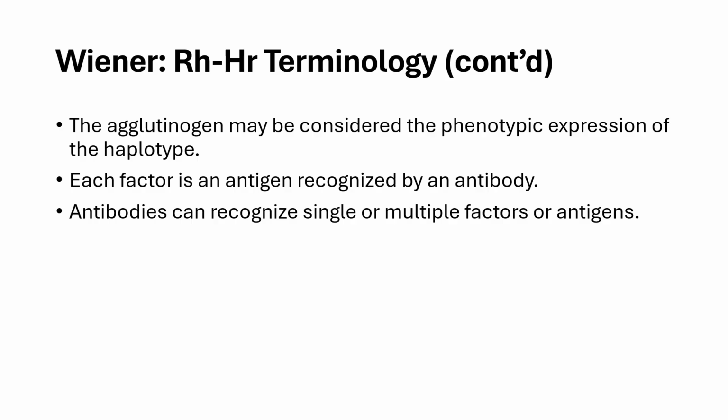For the antigenic composition, each factor within the agglutinogen is an antigen that can be recognized by a specific antibody and can be targeted individually or as a group by antibodies. So these antibodies may recognize a single Rh factor, such as anti-E, or recognize multiple factors within the agglutinogen, depending on the immune response and the antigenic structure.